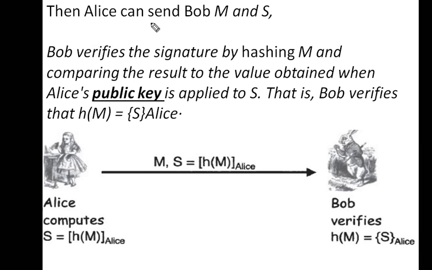Then Alice can send Bob M and S. S means signature and M means message. Bob verifies the signature by hashing M and comparing the result to the value obtained when Alice's public key is applied to S. That is, Bob verifies that hash of message is equal to signature of Alice. If both are valid, then Bob has the message, and that message is not altered by any attackers or hackers.